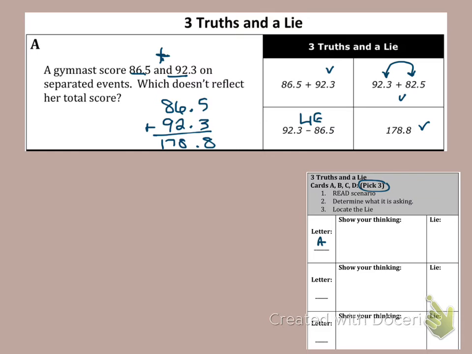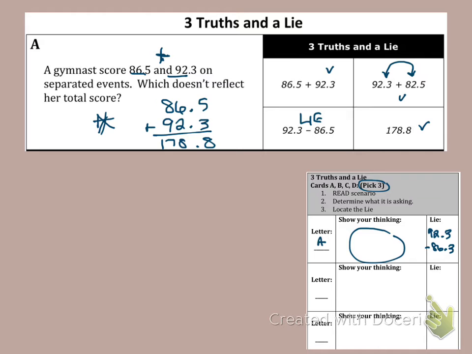And it asks the lie. The lie is 92.3 minus 86.3. Show your thinking. And that would just be the work that we did up here. So if you did work, then you don't necessarily have to fill this space out. But if it's something logical, then we could write something down.